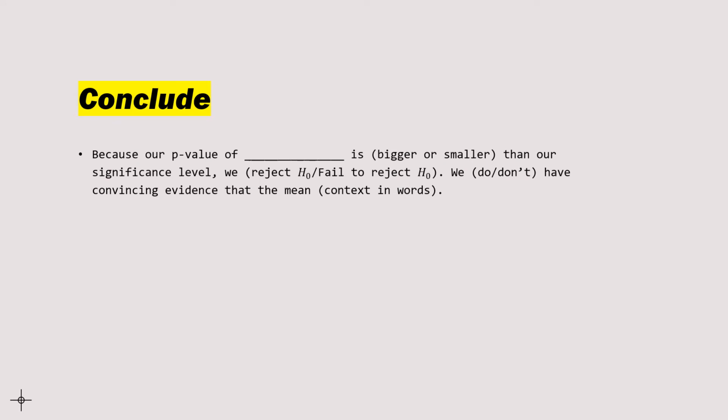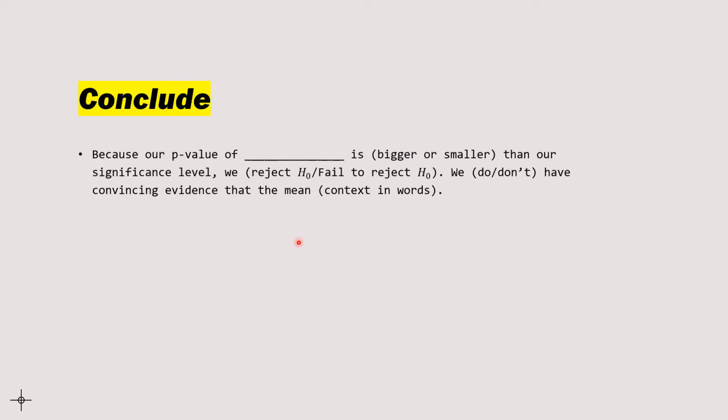Okay, under conclude: because the p-value of blank blank is bigger or smaller than the level of significance, we reject or fail to reject. So remember, if the p-value is smaller than alpha, then you reject. If the p-value is larger than the alpha, then you fail to reject. And you're not convincing, and you use context.